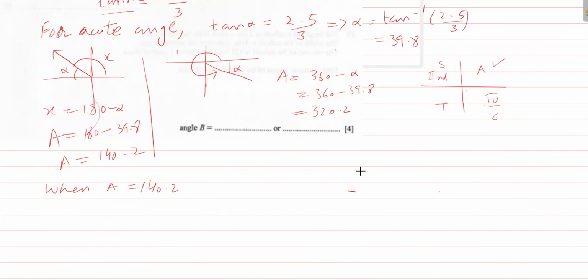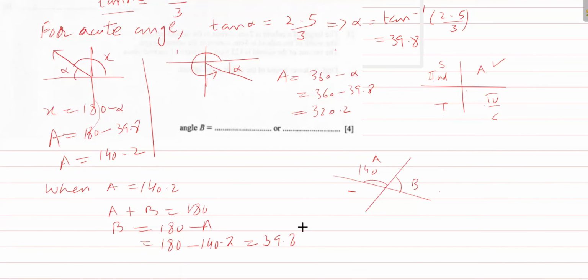140.2, in this case, this is the angle 140.2. This angle B will be equal to, A plus B equal to 180. Therefore, this angle B will be equal to 180 minus A, 180 minus 140.2. And this will be equal to 39.8 degree, angle B.